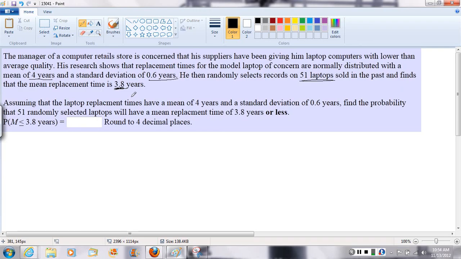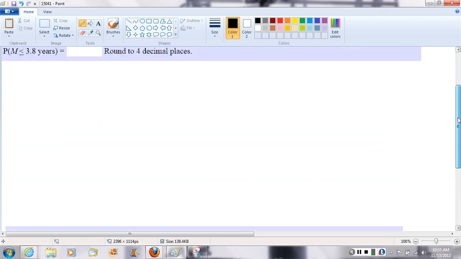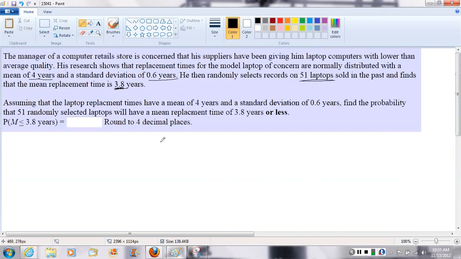So what he needs to figure out as a statistician is, is this 3.8 different enough from the expected time of 4 years that they think, yeah, their laptops really are inferior quality, or is it so close that it's just random chance that they happen to get a little bit on the low side? So what's the probability of seeing an average lifetime of 3.8 years if the true average is 4 years? So we'll go ahead and do that part of the problem, and then at the end we'll take a look at this piece.